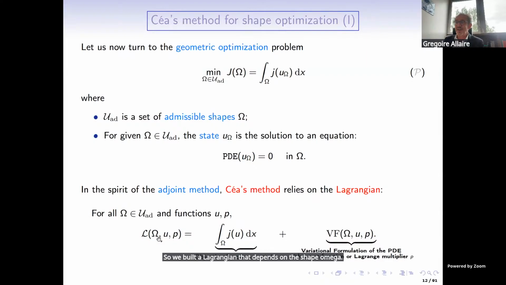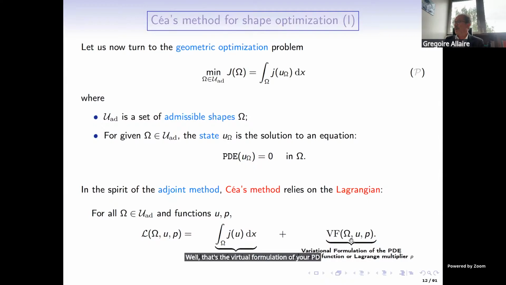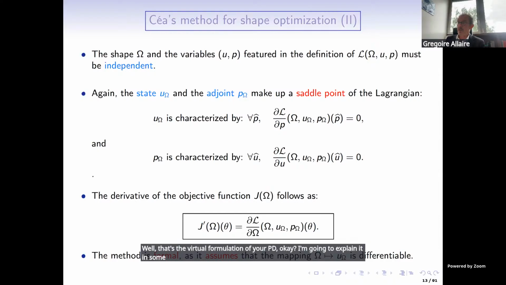It's not rho in this case, the density is the shape omega. You have u, the state solution, and p, the adjoint solution. And the definition of the Lagrangian is the sum of the objective function and then the constraint. What is the constraint? Well, that's the variational formulation of your PDE. I'm going to explain it in some detail in a few slides.